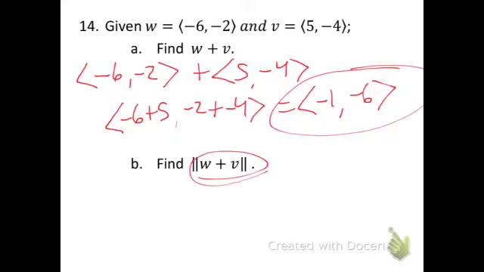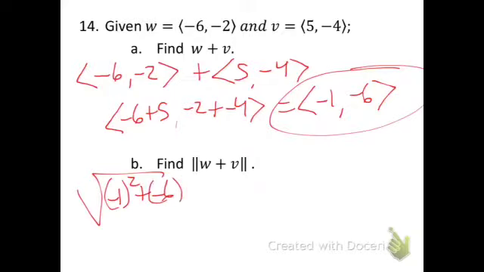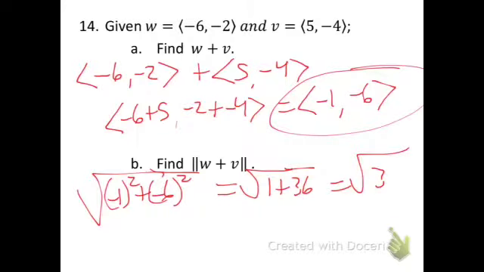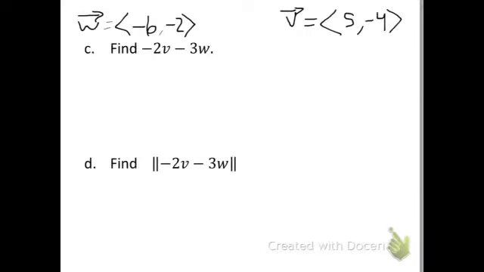We need to now get the magnitude of w plus v. And to do that, you just square both those components, add them together, and then take the square root. -1 squared is 1, -6 squared is positive 36, added together, we're looking at the square root of 37. The square root of 37 is a little bit over 6. It's approximately 6.1.